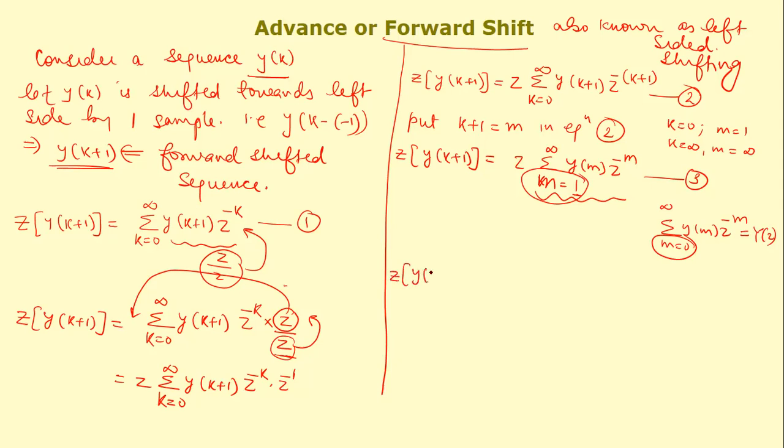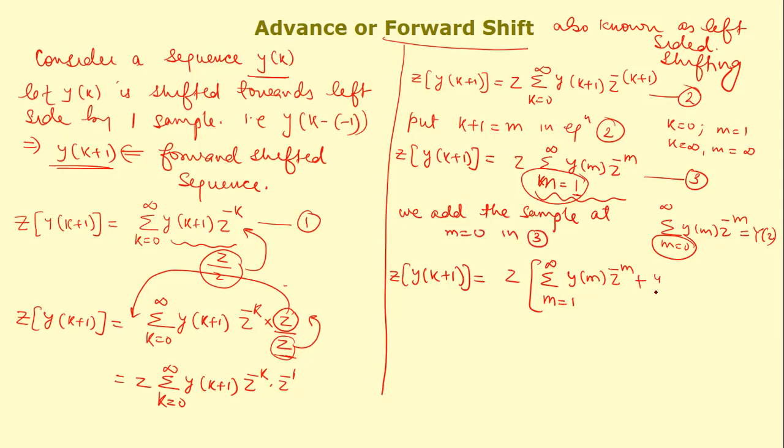So z transform of y k plus 1 is equal to z summation. So now what we'll do, we will take m is equal to 1 to infinity, and we'll take ym z raised to the power minus m. Now the zeroth sample is not here, so we add the sample at m is equal to 0 in equation number 3, right? So what we'll do, we'll add y0 z0 and we'll subtract that one, because that will not make any difference in this. If we do so, these two will cancel and we have the same equation, so it doesn't make any difference, right?